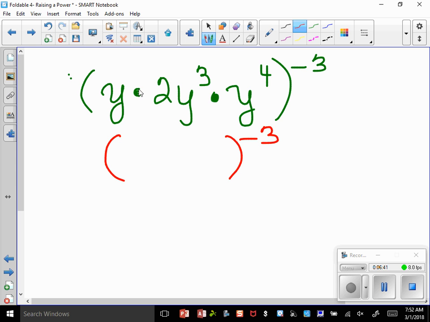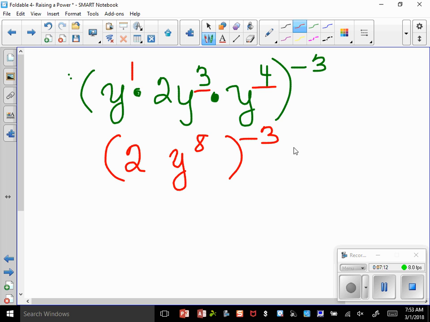So I'm going to go ahead and multiply this. Now I'm using my product rule, which says I add these exponents together. The 2 doesn't have anything else to multiply it by, so that'll stay 2. Okay, I'm going to add my y's. I have 1 here, 3 here, that's 4, and then 4 plus 4 will give me what? Okay, so I have just narrowed this down to 2y to the 8th, all raised to the negative 3rd power.